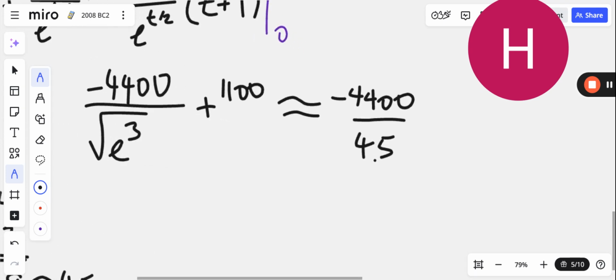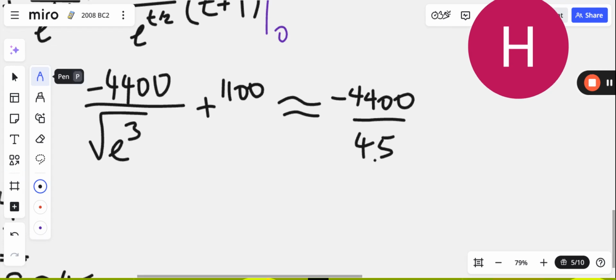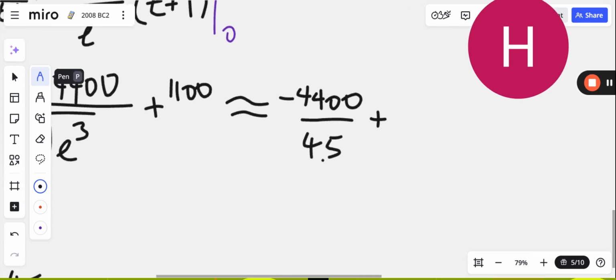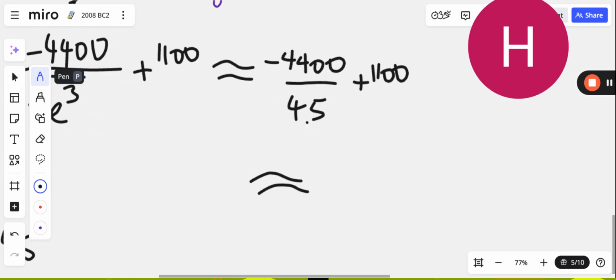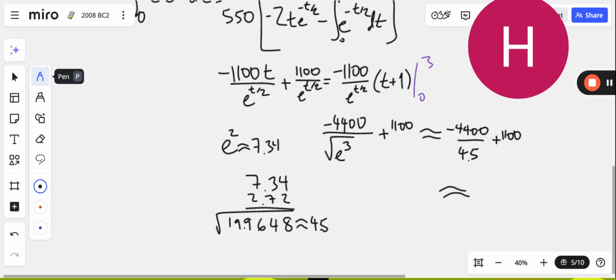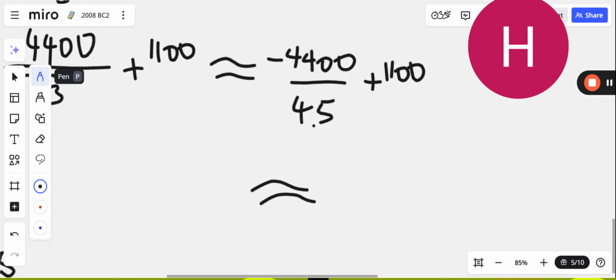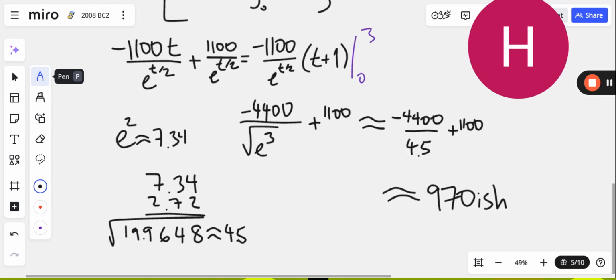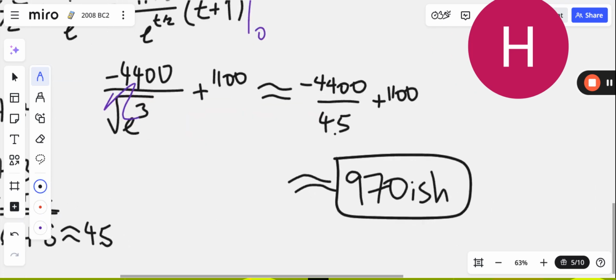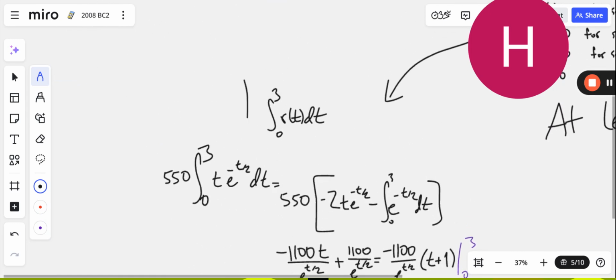Seems a little weird, to be honest, though, because then that would take us to almost 900. I don't know, plus 1100. Yeah, I'm guessing that's just going to take it down to like 970-ish. I have a feeling this integration is a little bit off, but that would be my guess. I mean, the more exact answer would be this.